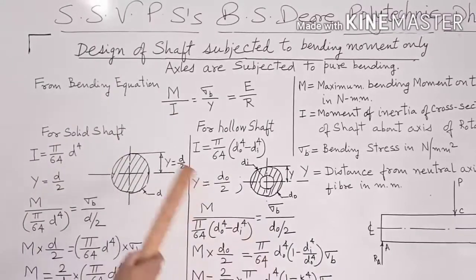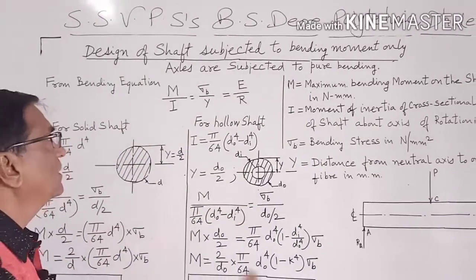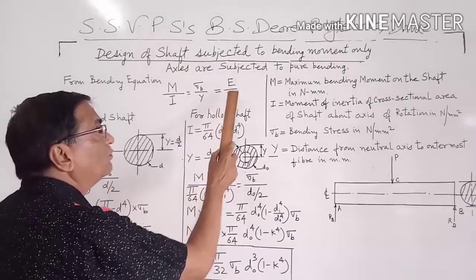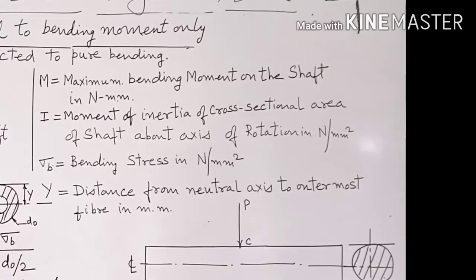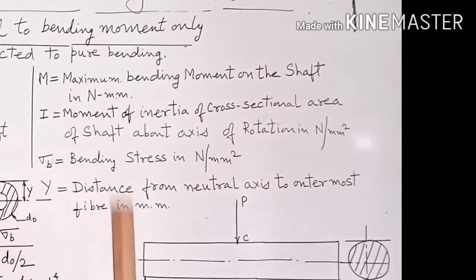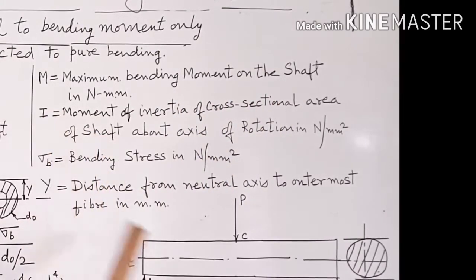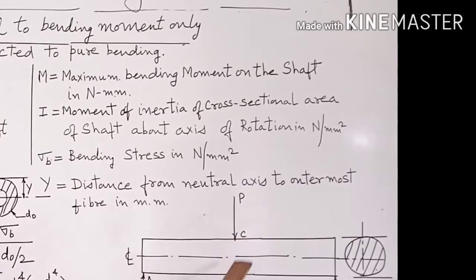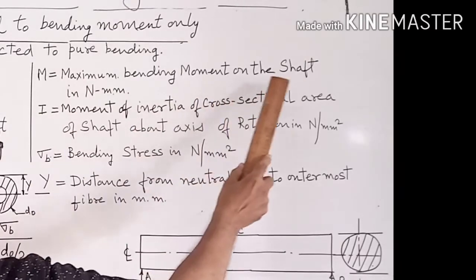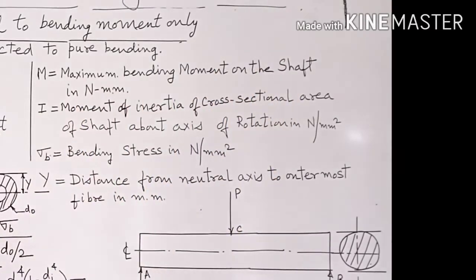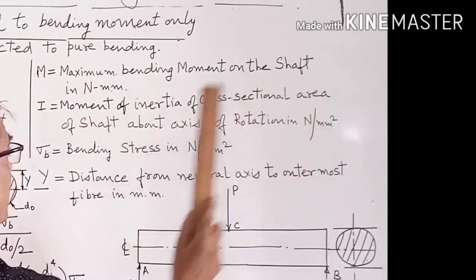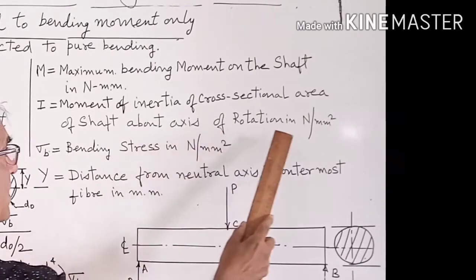Now, from the bending equation, M upon I is equal to sigma b upon y equal to E upon R, where M is the maximum bending moment on the shaft. This is the shaft and this is the force. So here maximum bending moment will be there. So M is the maximum bending moment on the shaft in Newton millimeter.